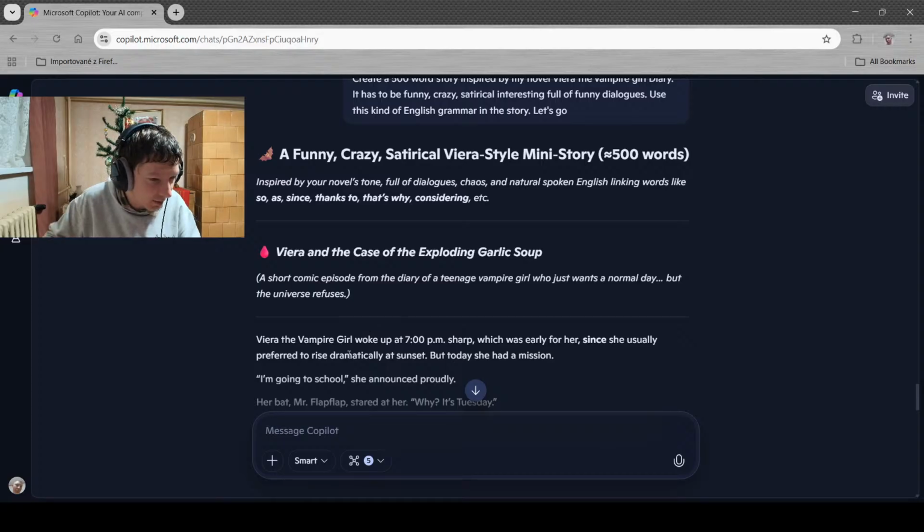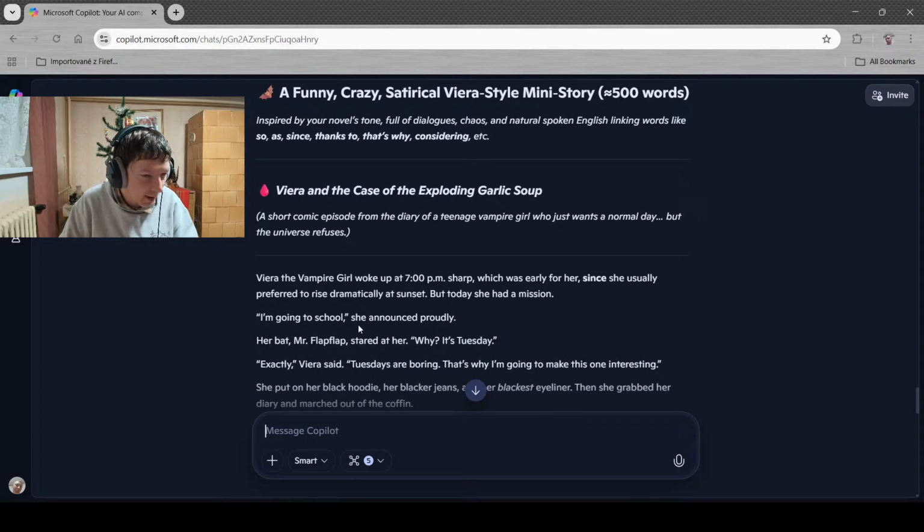Viera the vampire girl woke up at 7 p.m. sharp, which was early for her since she usually preferred to rise dramatically at sunset. But today she had a mission. I'm going to school, she announced proudly. Her bat, Mr. Flap, stared at her. Why? It's Tuesday. Exactly, Viera said. Tuesdays are boring. That's why I'm going to make this one interesting.